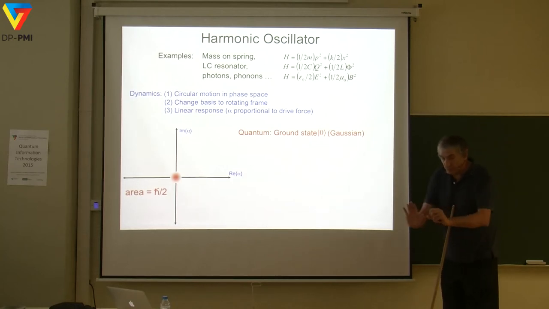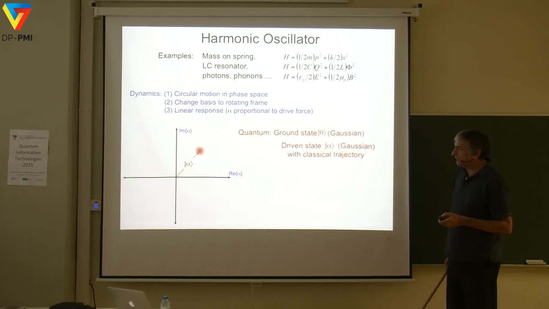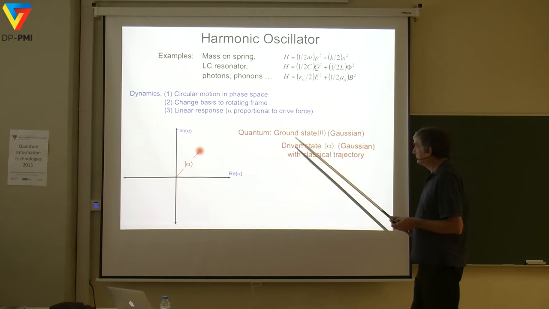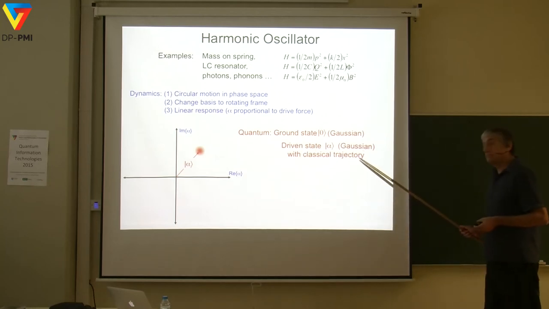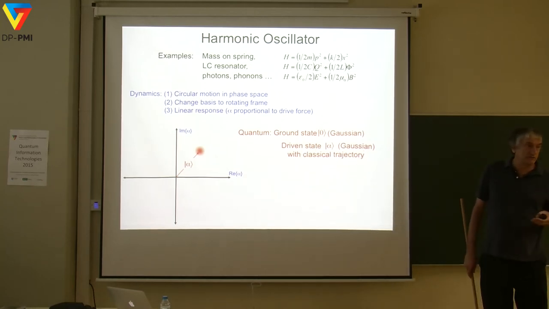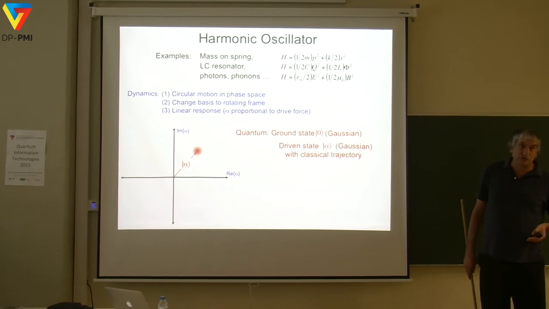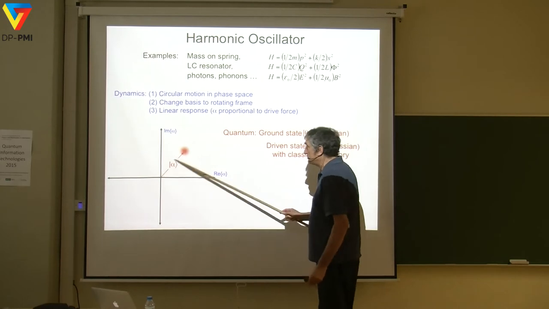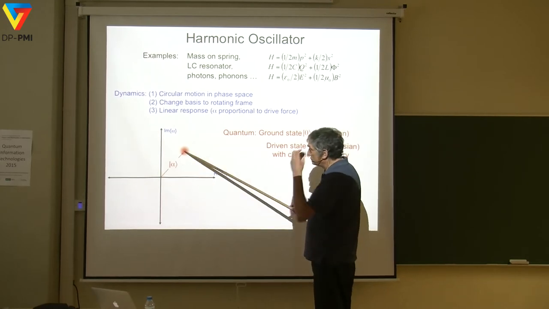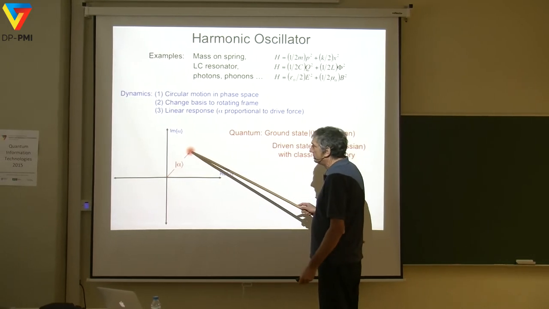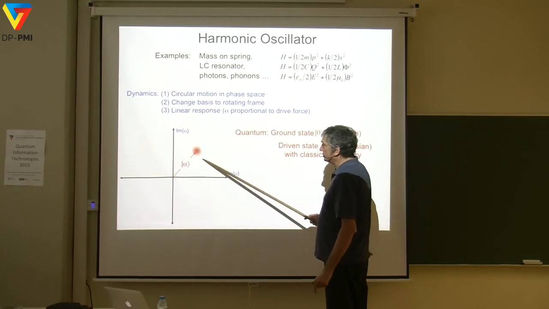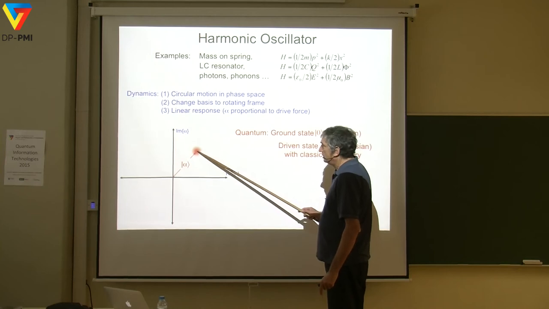And what's interesting about the quantum system is that if you take the quantum description and you start driving it with a force, so you have the mass and you're pushing it, and you look at the dynamics of this, it turns out the dynamics of this system is exactly the same as what you expect for a classical system. So you get the classical trajectory, only in this phase space you have this displaced ground state that's moving around in time. In the non-rotating frame, it would move around here, and in this rotating frame, it's just constant.